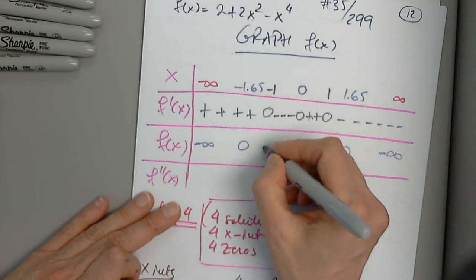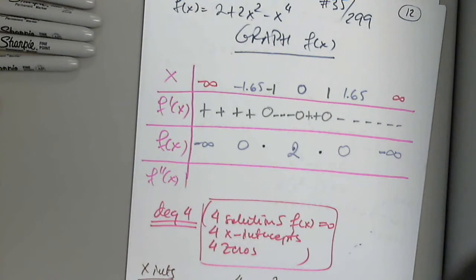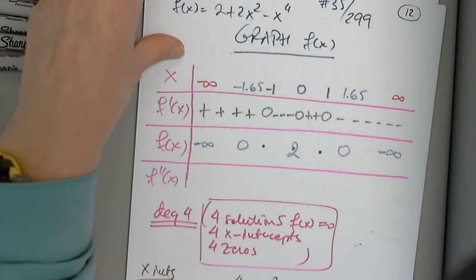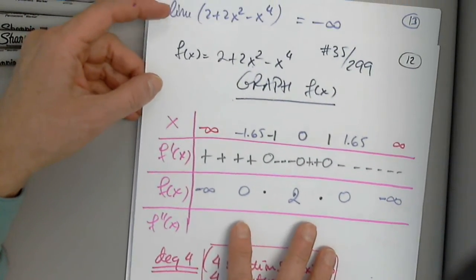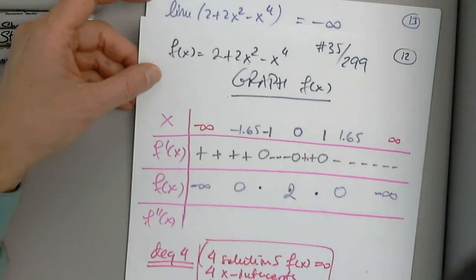I need to determine the function value at negative 1 and the function value at 1. Can anyone go back to the function and tell us, since they will be the same, the function is even. So 2 plus 2 is 4. 4 minus 1 is 3.